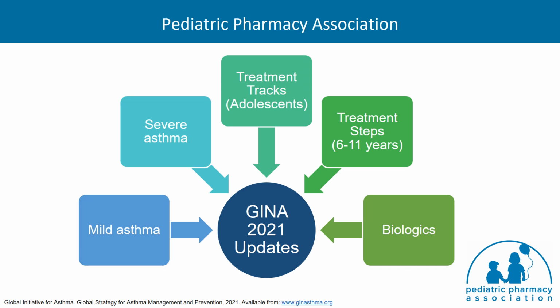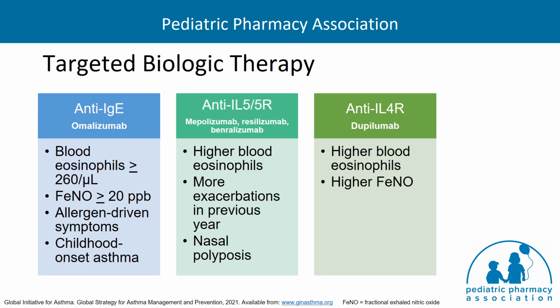Finally, we will go over the updates to the biologic therapy. For this, guidelines targeted the biologic therapy, so we have 3 different classes. First, the anti-IgE, or omalizumab. This is utilized in patients with blood eosinophils greater than 260, a fractional exhaled nitric oxide greater than 20, allergen-driven symptoms, and childhood onset asthma.